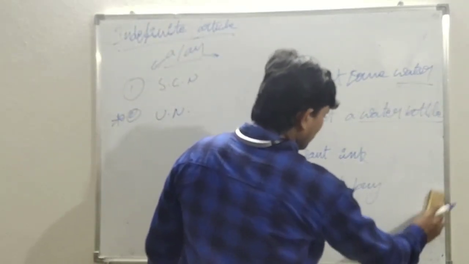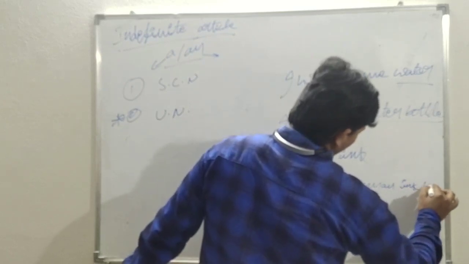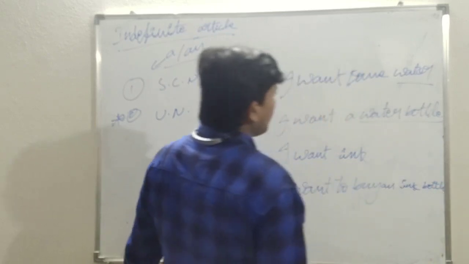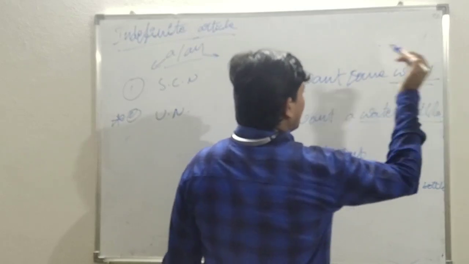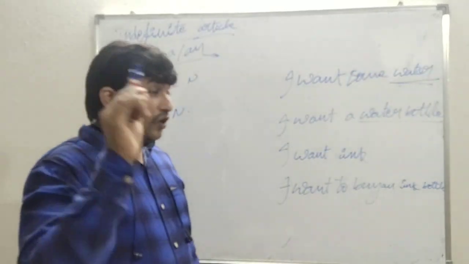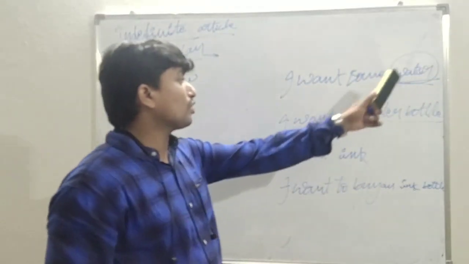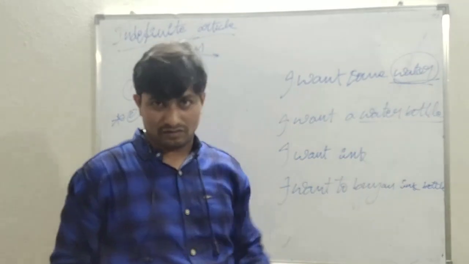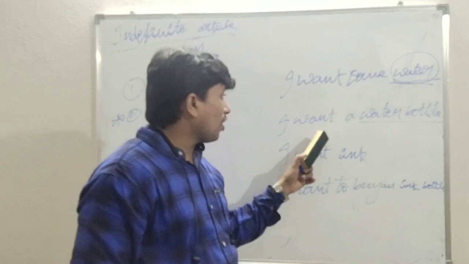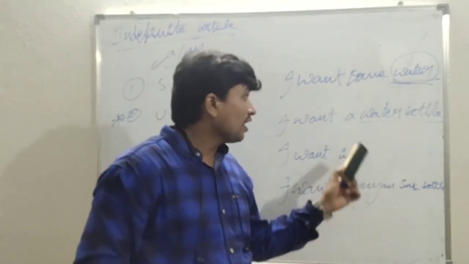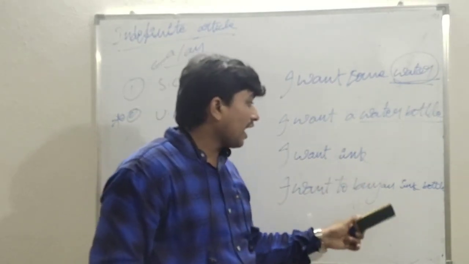See, now you may get it out. See, I want some water. Water is known as uncountable. It remains free. It is not used with another singular noun. Okay? And here also, I want a water bottle. I want ink. I want to buy an ink bottle.